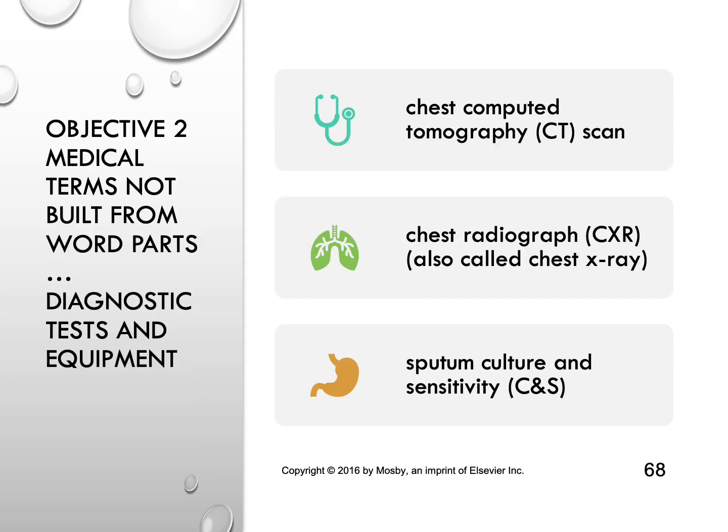Some other terms that are not built from word parts is our CT scan, which is chest computed tomography, which is a type of imaging. Chest radiograph can be abbreviated as CXR, or chest x-ray. Okay, and then last one on the list here is C and S, which stands for culture and sensitivity.